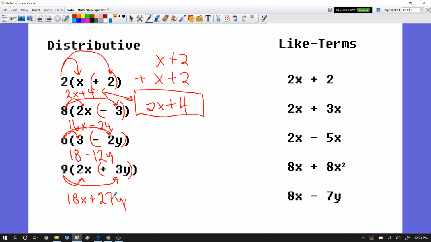Let's take a look at like terms. So you see how this one has an x? This one doesn't have an x? That means that that's as simple as that's going to get. You can't put those together.